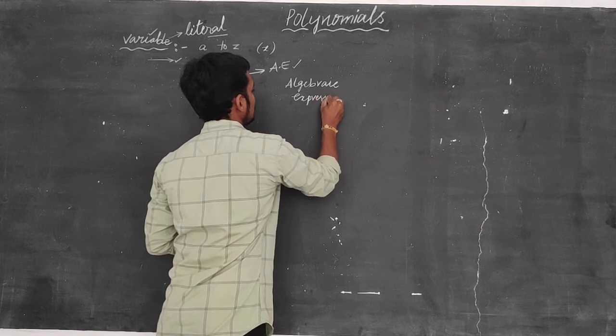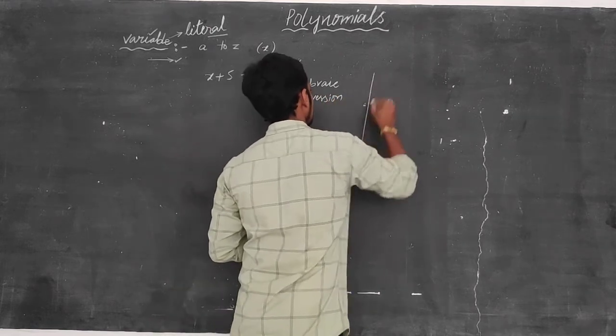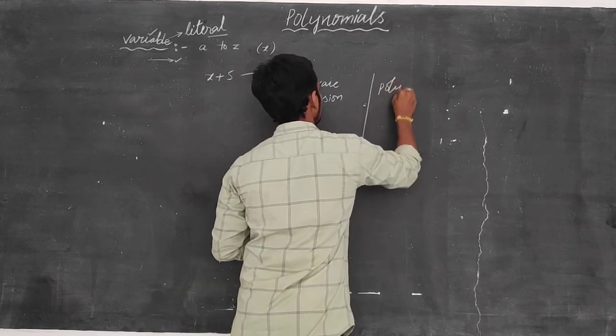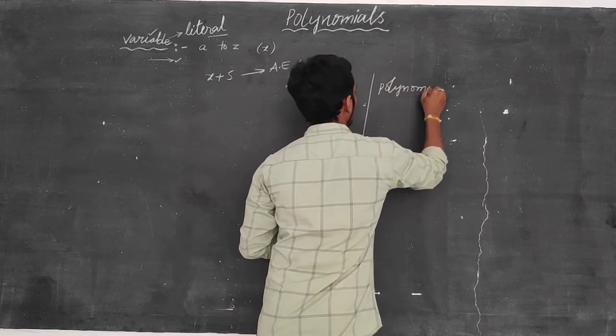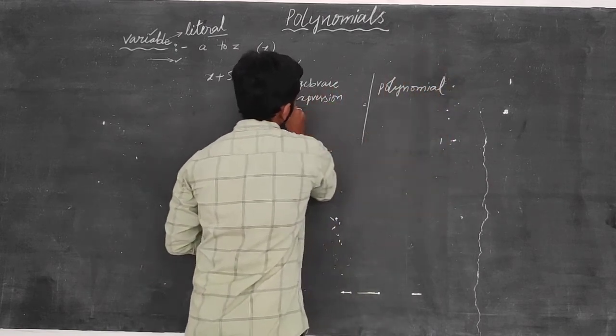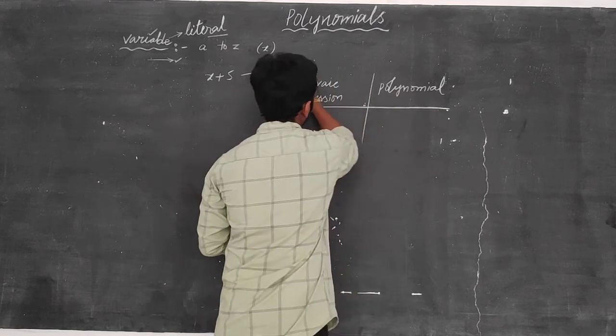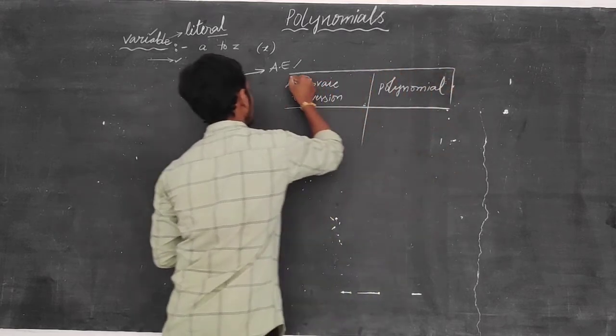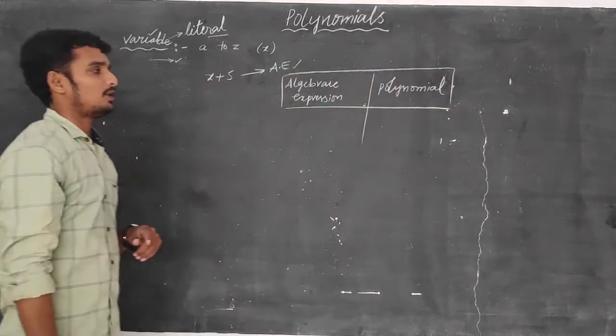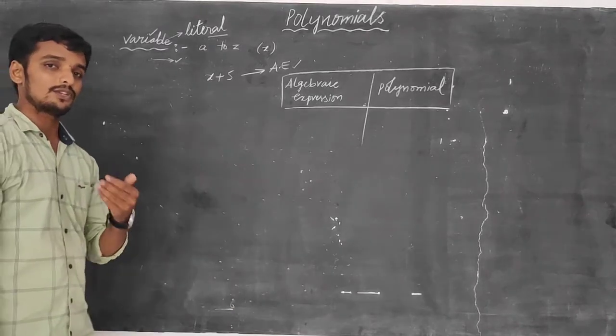The first thing is algebraic expression, and the second thing is polynomial. We have to know the differences between these two. What are algebraic expressions? What are polynomials? Then you can understand the definition of polynomial very easily. You can tell me the definition.